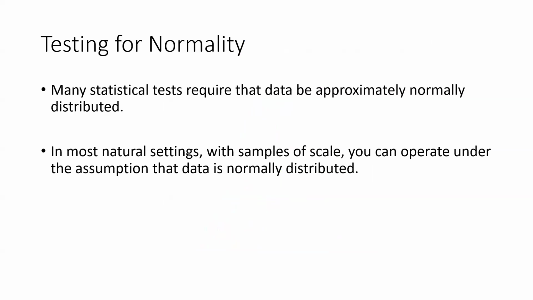So many statistical tests require that data be approximately normally distributed. And in most natural settings with samples of scale, you can operate under the assumption that the data is normally distributed or close enough to a normal distribution. So what this means is we need to test our data.